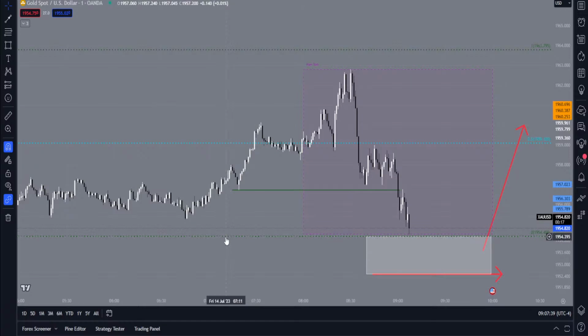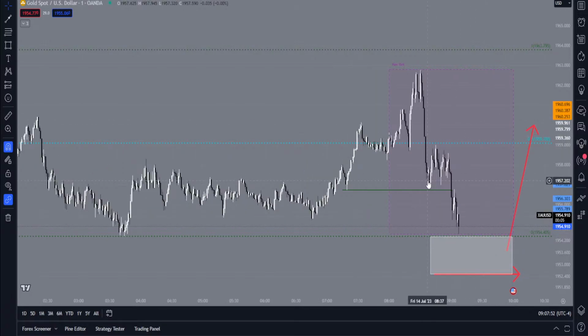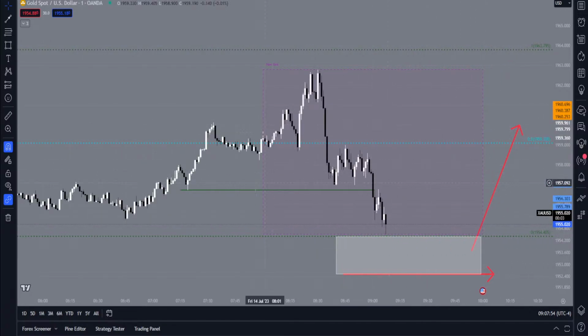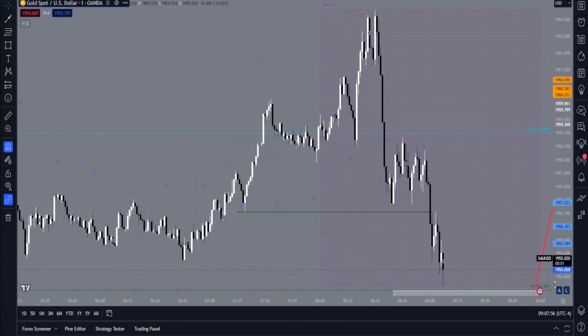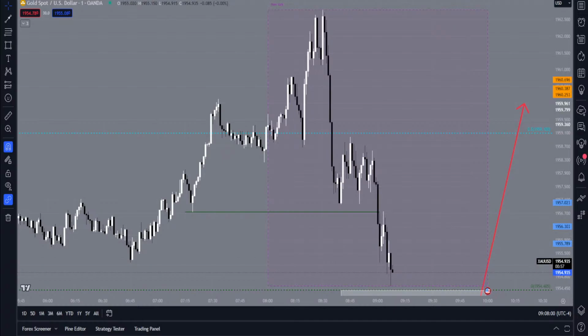And the only thing we're looking for now is a bullish engulfing. That's it. Every other rule has been met. So we just now need it to go higher. Hopefully I'm making sense to you guys and you're able to understand.